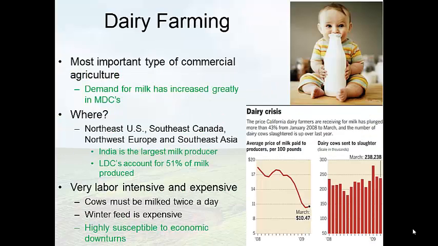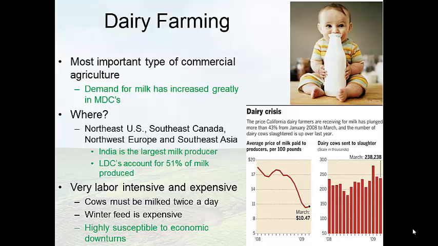Let's get on to our next type of farming, dairy farming. This is perhaps the most important type of commercial farming, and here's the reason why. In MDCs, the demand for milk has greatly increased, thus the demand for dairy farming has greatly increased. So where can dairy farms be found? Well, primarily in the northeast of the United States, southeast Canada, and even in northwest Europe and southeast Asia.